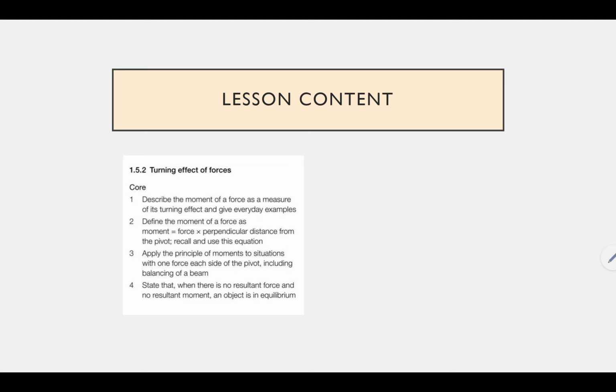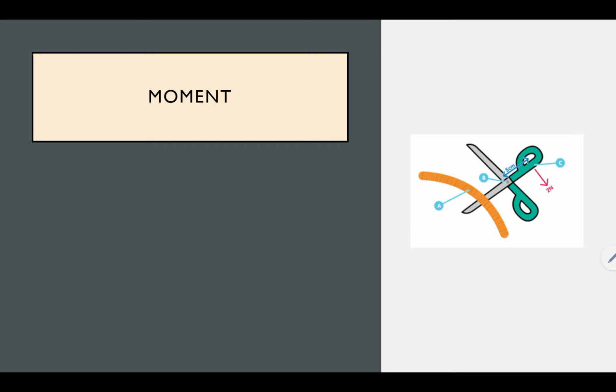In this lesson, we're going to understand what moment is, its equation, real-life applications, and how moment can be used or derived when applying one force at each side of a pivot, whether it is at equilibrium or not. Let's start with what a moment is.